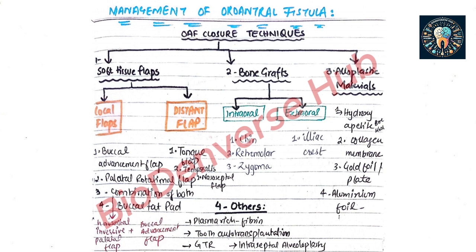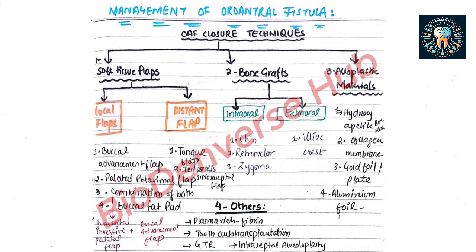After that, we could also use bone grafts to close the oroantral fistula. Bone grafts could be from intraoral or extraoral sources. The intraoral sources include the chin, the retromolar pad area, and the zygoma. In case of extraoral sources, we could take the bone graft from the iliac crest. We can also close the oroantral fistula with alloplastic materials that include hydroxyapatite, collagen membrane, gold foil or plate, or aluminum foil. So these were some options that could be used in the closure of the oroantral fistula.